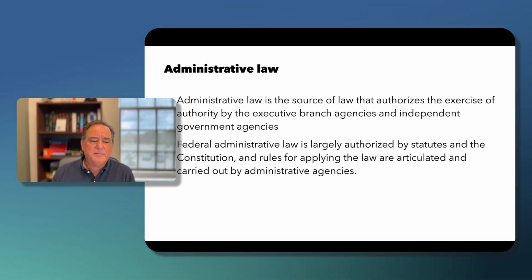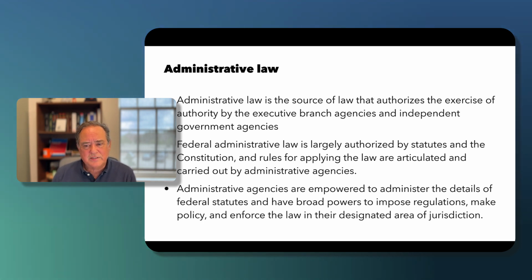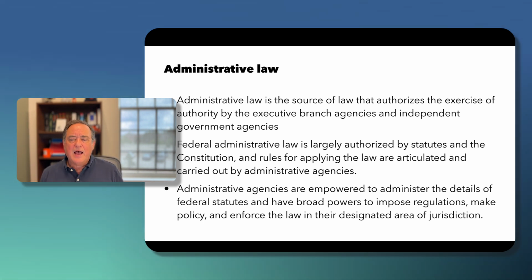One of the most important things administrative agencies do is to provide some guidance as to what the law means. Oftentimes statutes are drafted very broadly or very vaguely, and we don't know exactly what the law means until a federal agency provides some guidance as to what it means. And so this is the importance of these federal agencies, things like the EEOC. Administrative agencies have the power to administer the details of federal statutes and to have broad powers to impose regulations, to make policy, and enforce the law as long as it is within their designated area of jurisdiction.